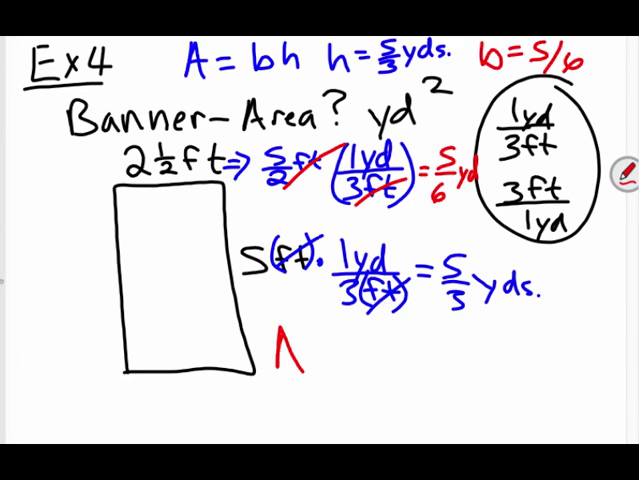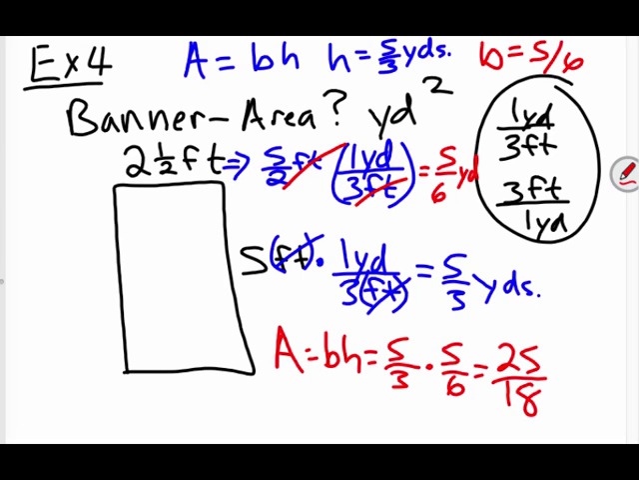So now to find my area, I'm just going to say the base times the height, which is 5/3 times 5 over 6, or 25 over 18 yards squared. I kind of forgot to write this down, but this is yards, and this is yards. And so yards times yards is yards squared. Does that make sense? Yes.